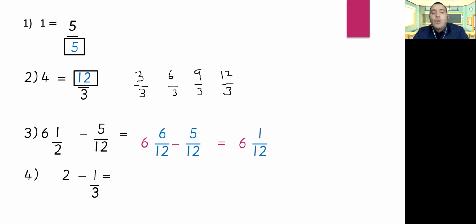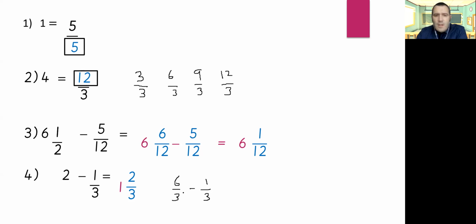Question 4, we do go through the 1. The answer is 1 and 2/3. So to show you one way of working this out, we know from question 2 that 2 is equivalent to 6/3. And I'm taking away 1/3.